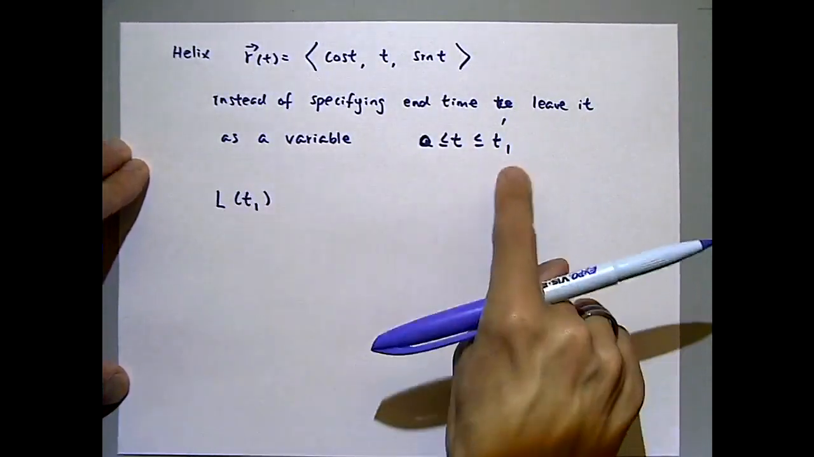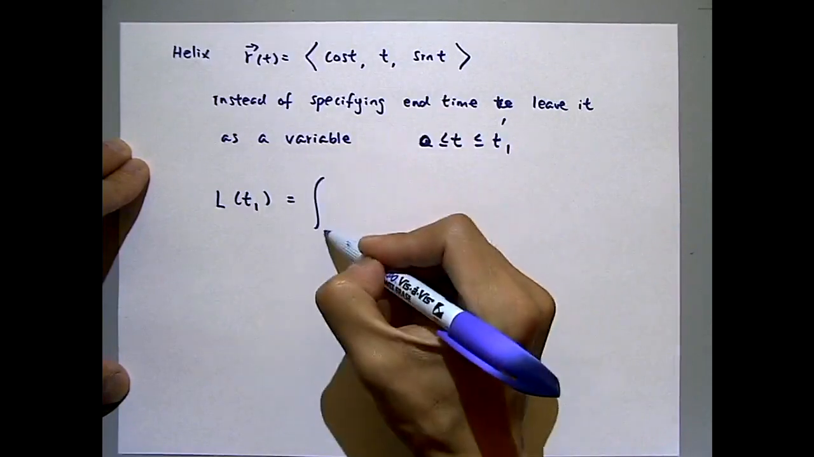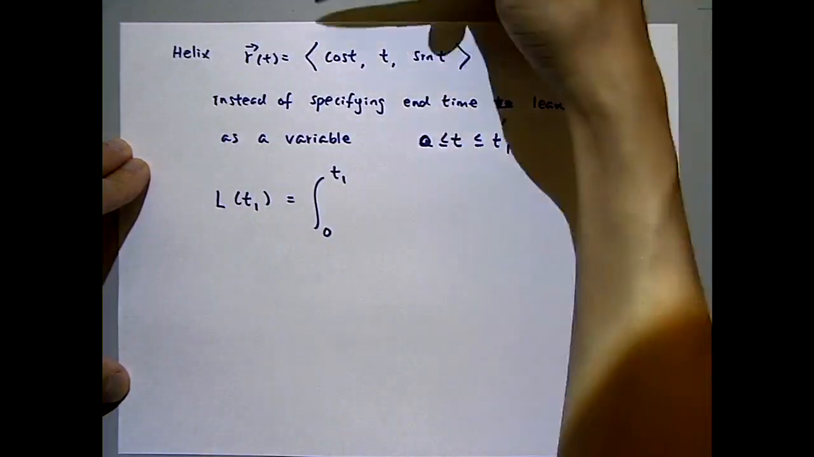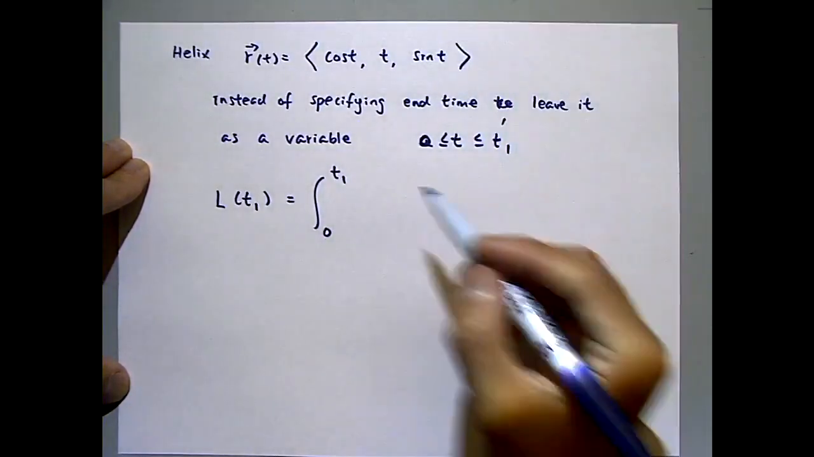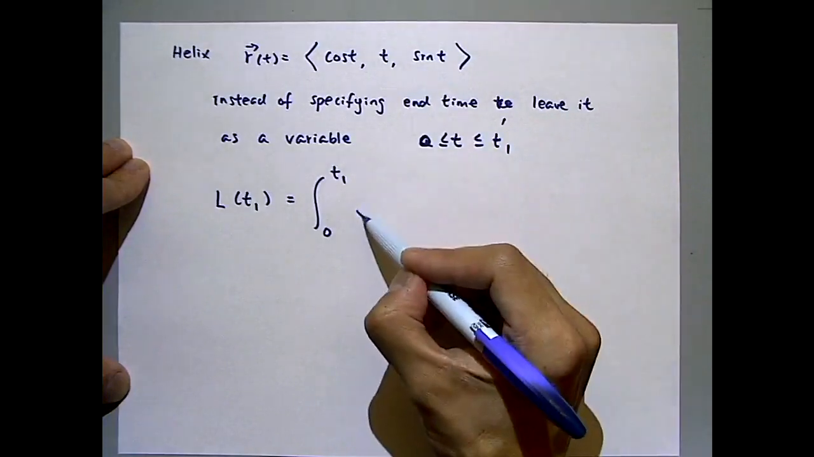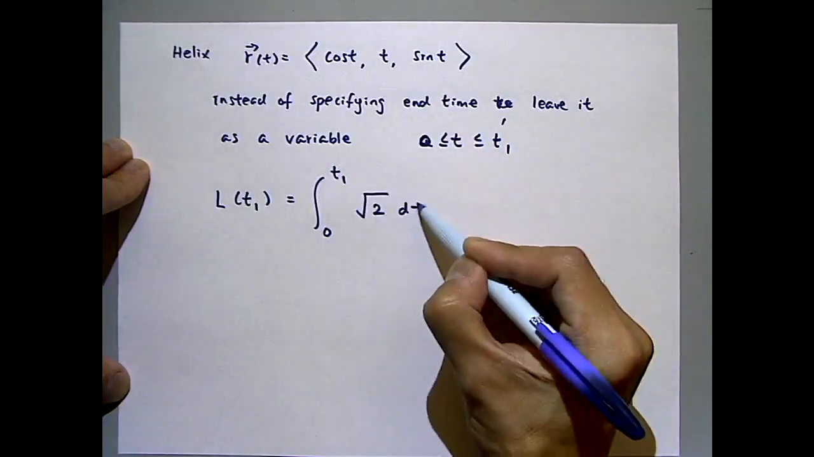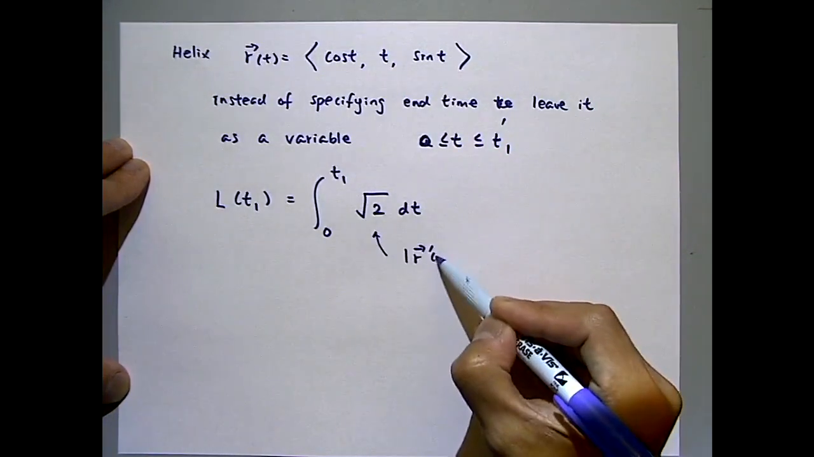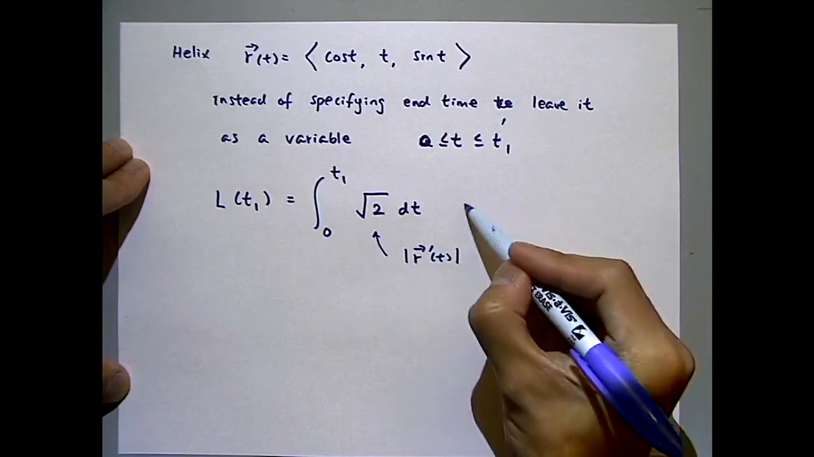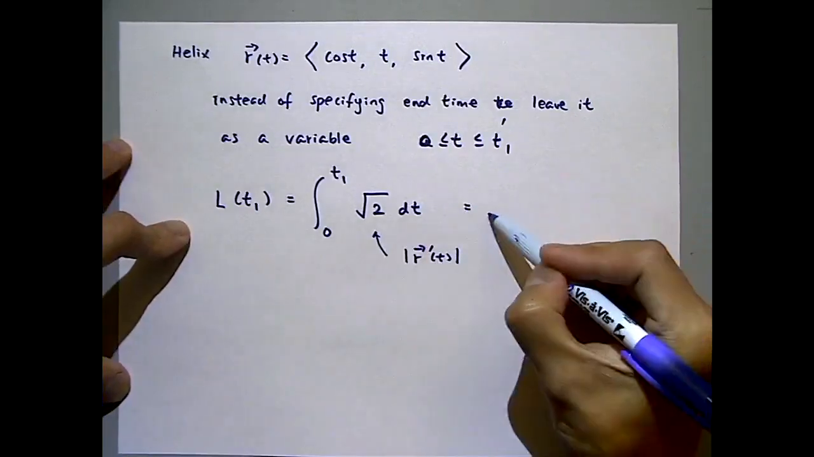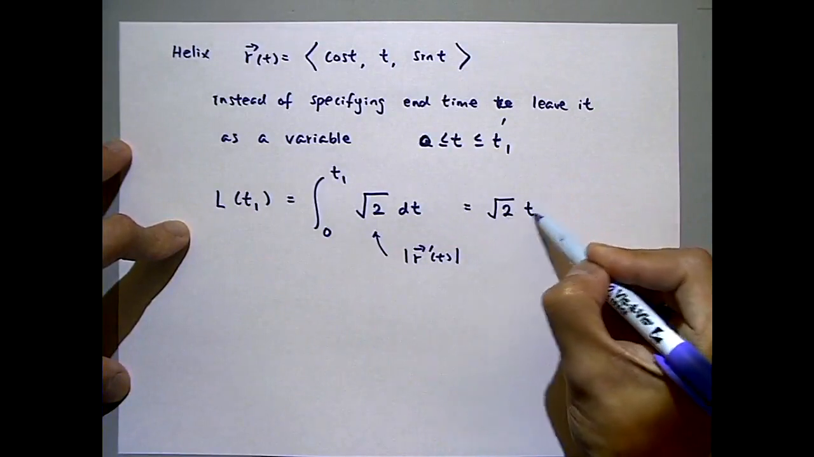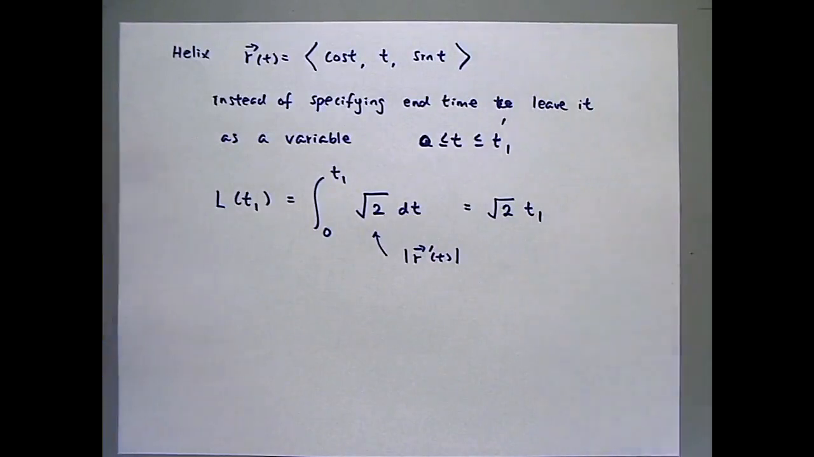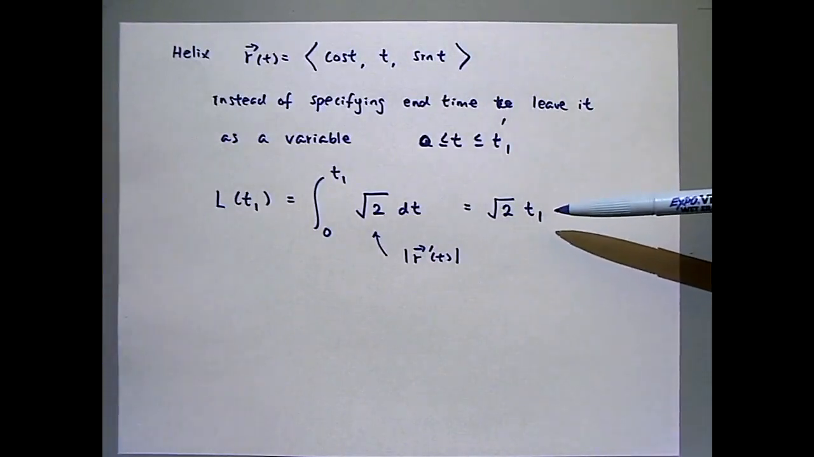So the arc length will be a function of t1, 0 to t1 integration, the magnitude of the derivative. And that we did earlier was radical 2. So at the end, this will be radical 2 times t1. So as you expect, if you don't specify the end time, then of course the end result will depend on whatever end time you put in.